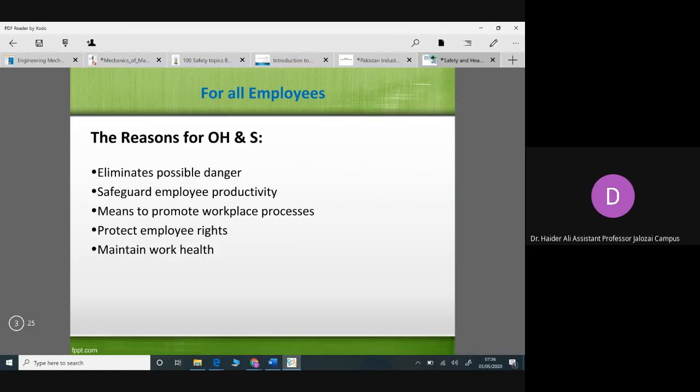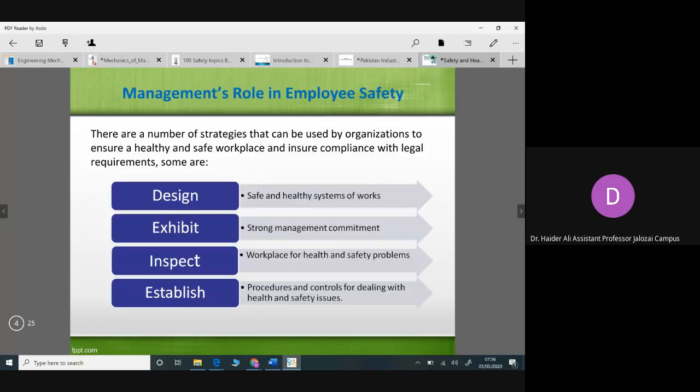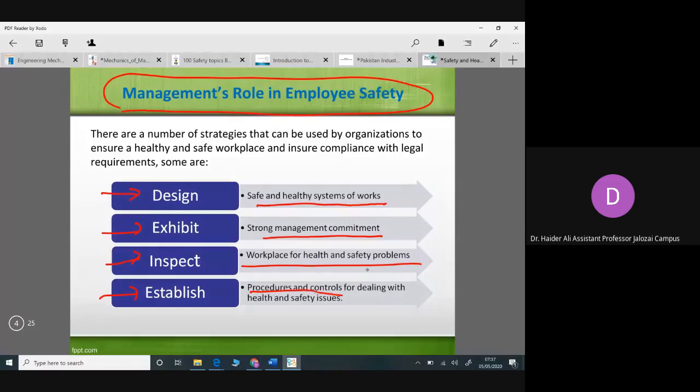So again, why do we need to understand occupational health and safety? To eliminate any possible danger, safeguard employee productivity, promote workplace processes, protect employee rights, and maintain work health. So how can the management play a role in employee safety? They should design a safe and healthy system of work. They should exhibit strong management commitment to occupational health and safety. They should regularly inspect the workplace for health and safety problems, and they should establish procedures and controls for dealing with health and safety issues. Same thing which we talked about in the first presentation.